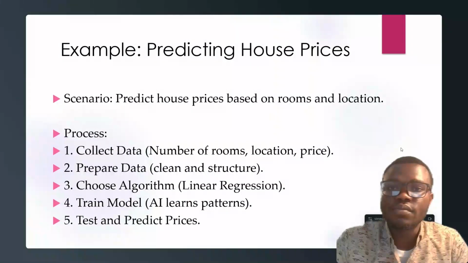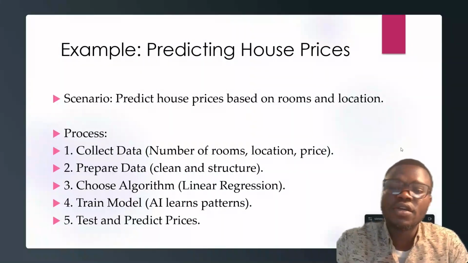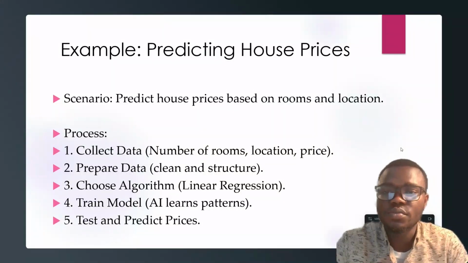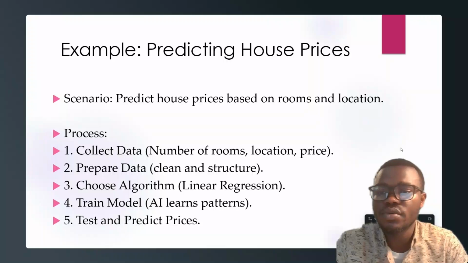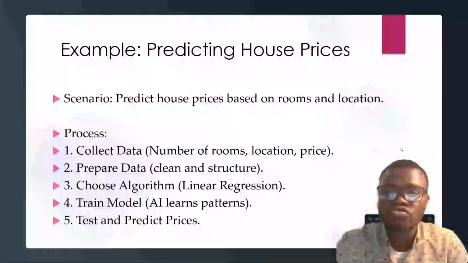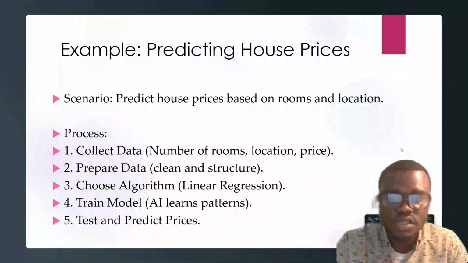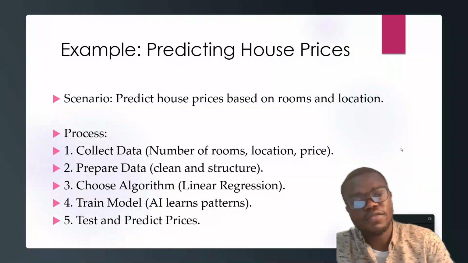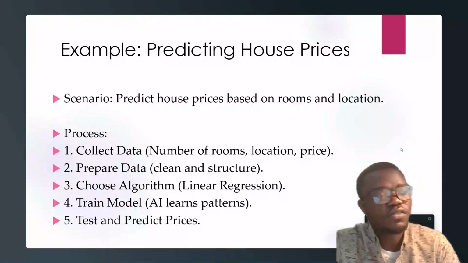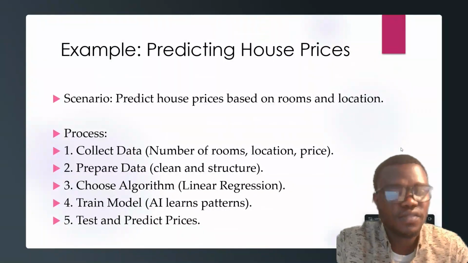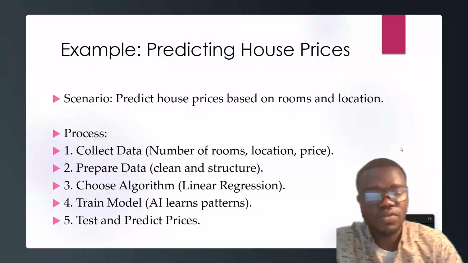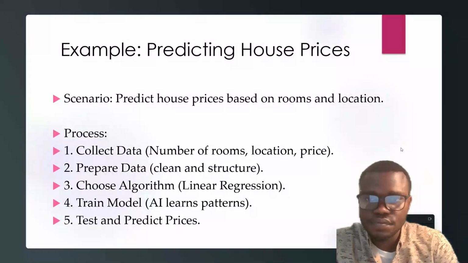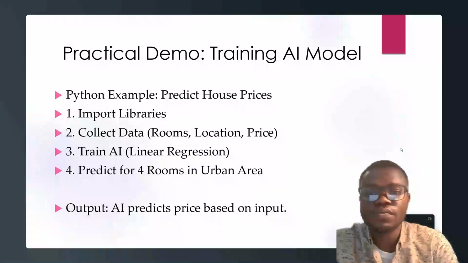Example, a house price prediction scenario. To predict house price based on rooms and location, the process: collect data, number of rooms, location, prices; prepare data, clean and structure; choose the algorithm, linear regression; train the model, AI learns patterns; and then you test and predict prices. So it's a process. This is just an example breakdown of how AI works in terms of the workflow.